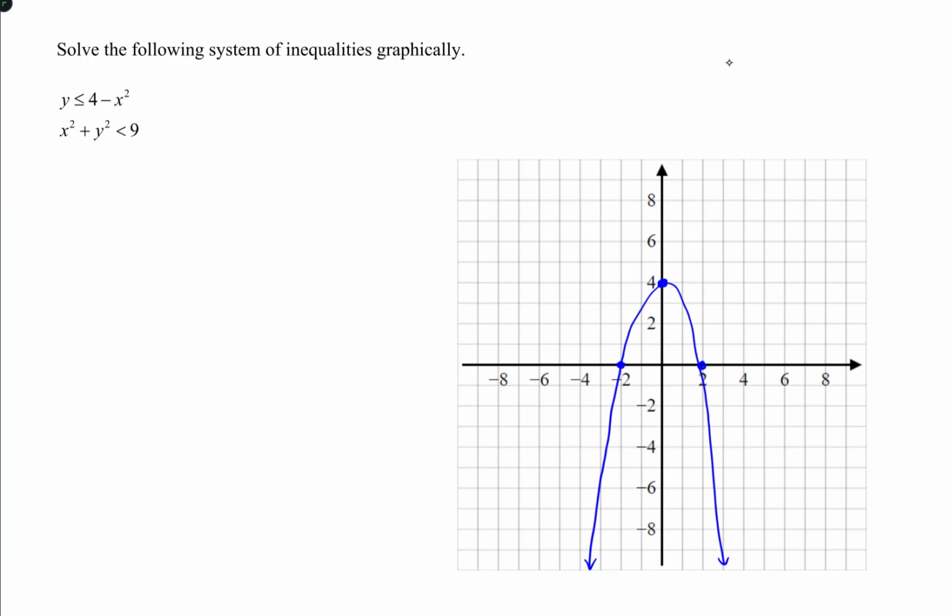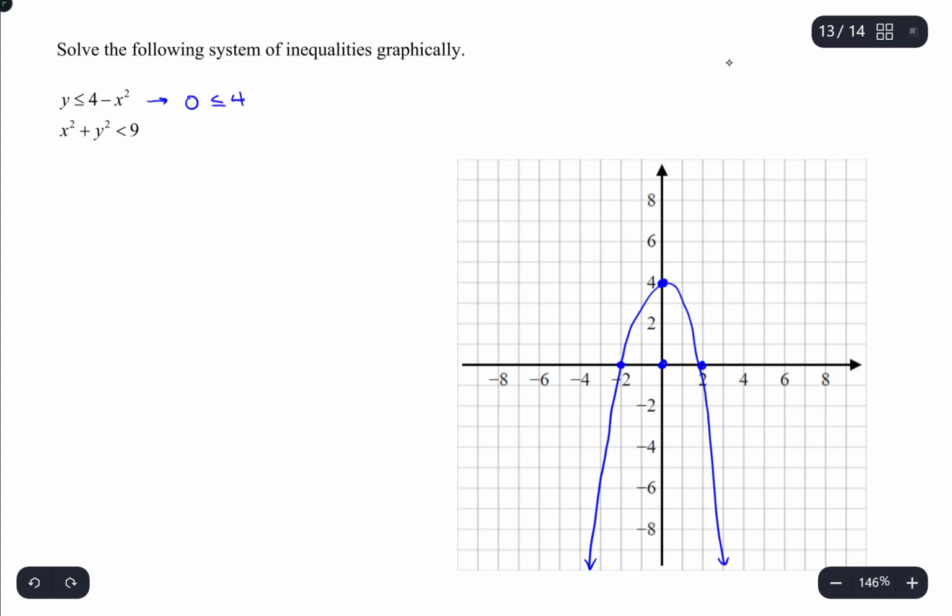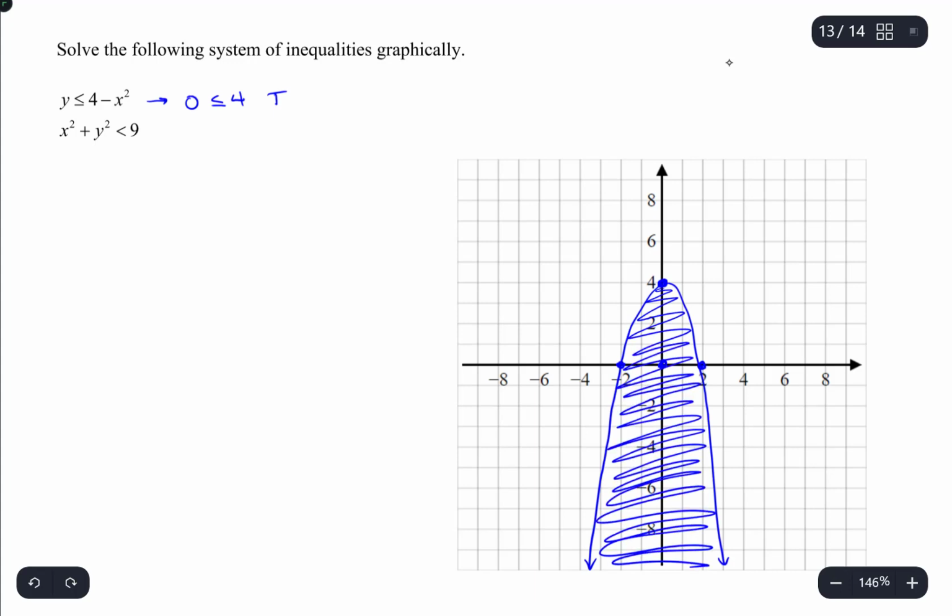Lastly, I just need to see if I'm shading the inside of this parabola or the outside. So I'll take the origin as a test point and see if it comes out to be a true statement or not. So I'll just take that and plug it into this inequality, which would give me 0 is less than or equal to 4. And that is a true statement. So what that means is I shade the parabola this way, so the inside of this parabola.